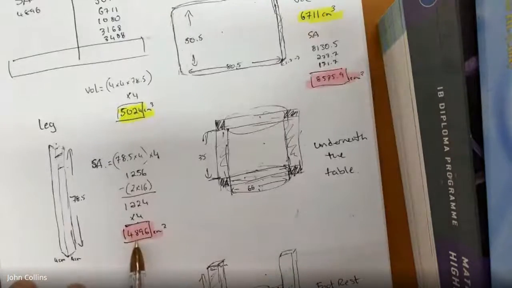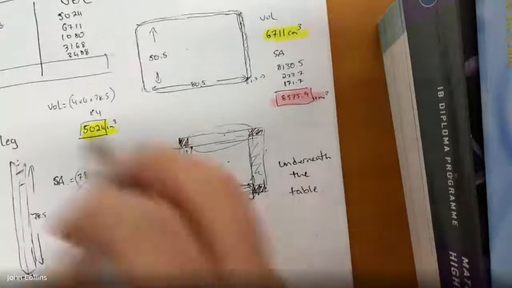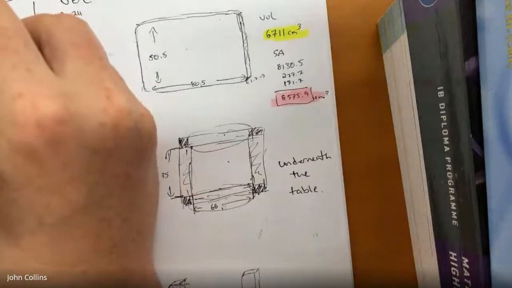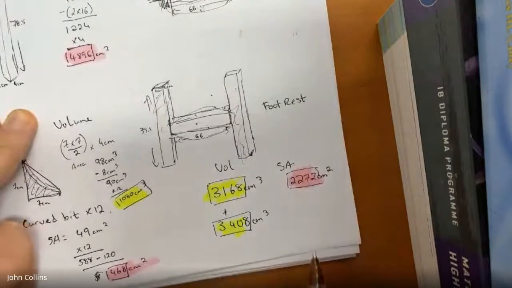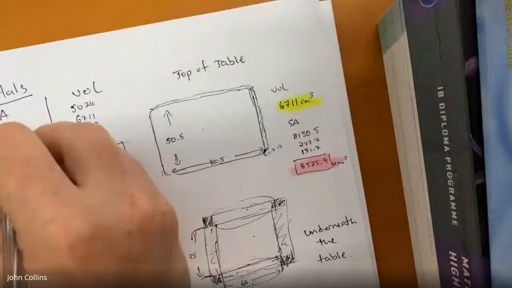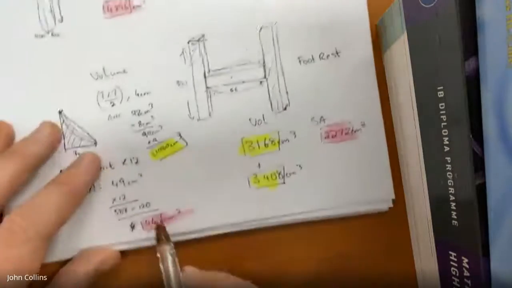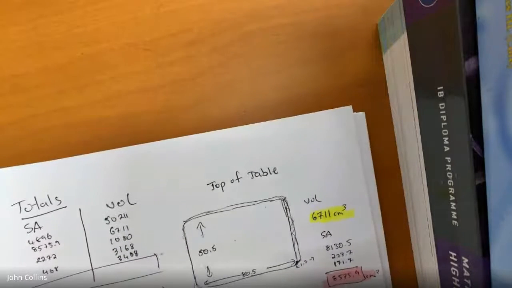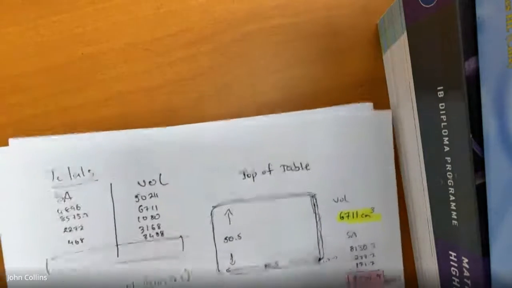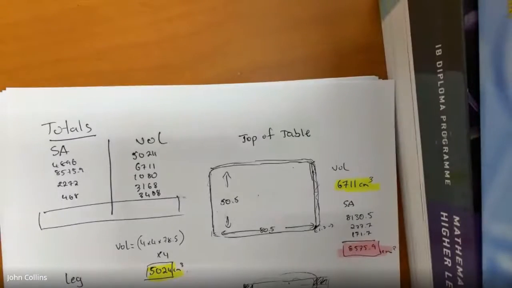4896 from here. 8575.9 from there. I have one down here, 2272. And 468 from down here. So it was nice that I color coded them so I could find them quite quickly. Now, come to the final bit of it where I add them all up.